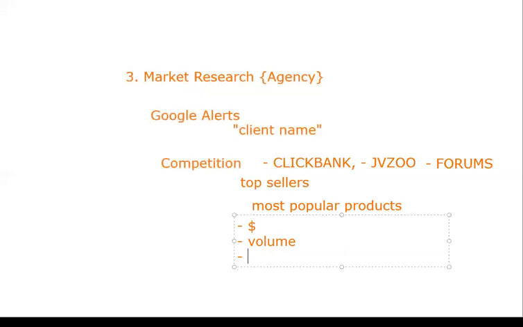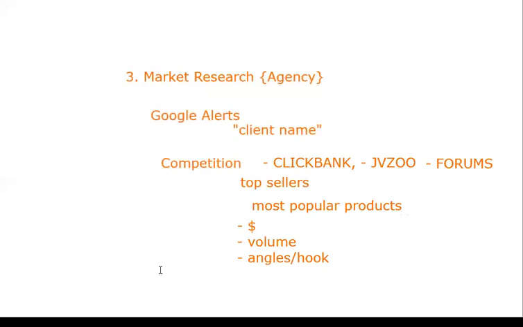And the other thing is their angles. We'll call it angles or hooks, okay? What do I mean by that? Well, it's basically the unique value proposition, the thing that makes people want to buy that product versus the others. What are they offering? What are the benefits? What are they promoting in this offer? That is really what we're looking for, and that's pretty much the gist of what we're looking for in the competition.